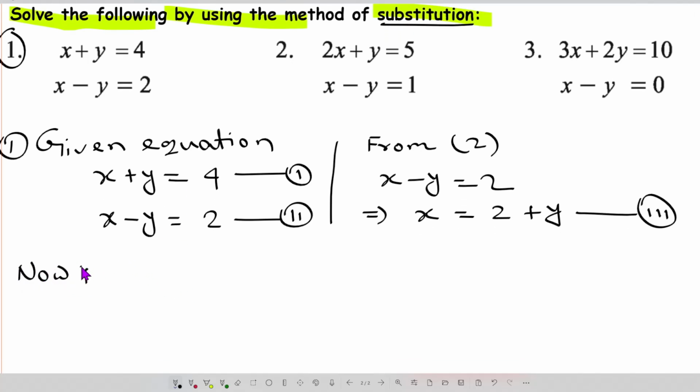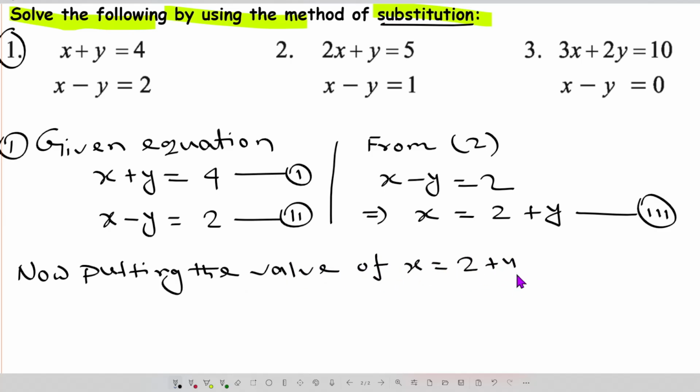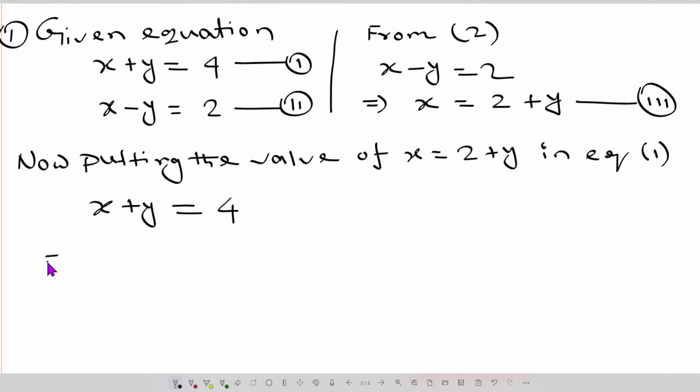now putting the value of x equals 2 plus y in equation 1. So equation 1 is x plus y equals 4, right? Now in equation 3, x equals 2 plus y. So instead of x we can write 2 plus y, and here plus y equals 4.